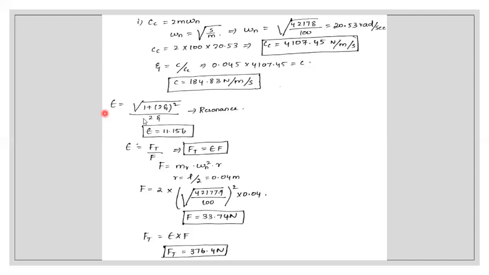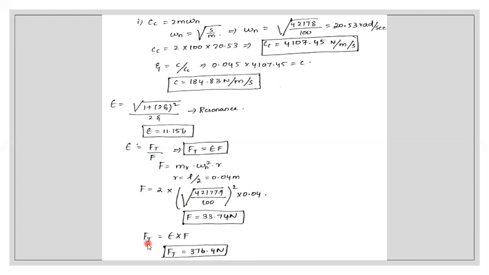So epsilon, this is the formula at resonance condition. They have given that we need to calculate the force transmitted at resonance condition, right? So at resonance condition this is the formula. With the eta value we just got previously, 0.045, epsilon we will get as 11.156. So epsilon is equal to Ft by F. We know the force, right? The centrifugal force formula is m r omega n square, where r is half of the stroke length. Just substitute all the values. Then you know the applied force and you know the epsilon value, so you can easily get the force transmitted.